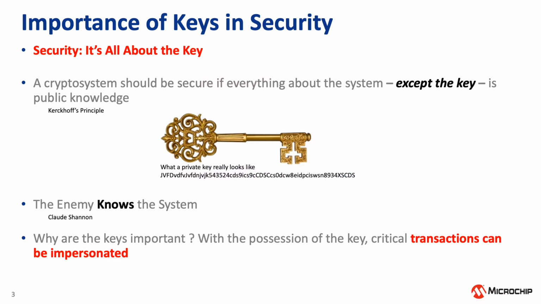So let's start with another security statement. Security, it's all about the key, and there are two theorems from Kirchhoff and Shannon that say that a crypto system should be secure if everything about the system except the key is public knowledge, and the enemy knows the system. You need to assume that. So what you want to do is protect your key first and foremost.